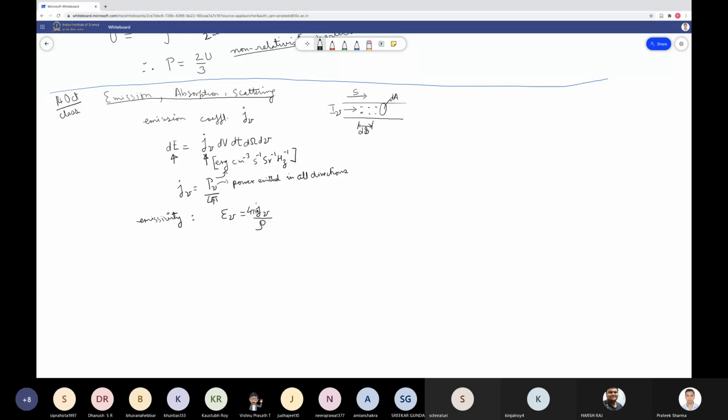Sometimes you have this 4 pi here. So if you have 4 pi J nu, that's just like P nu divided by rho.